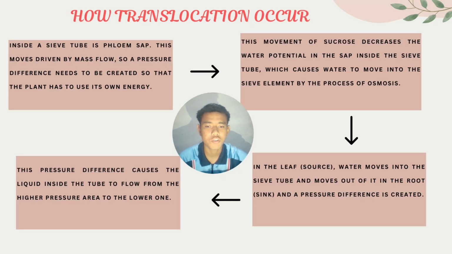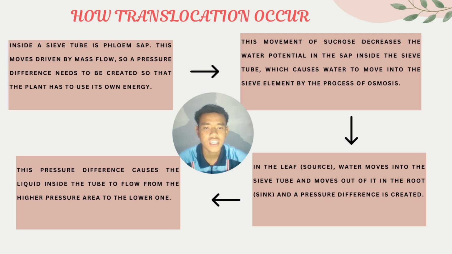How does translocation occur? First, inside a sieve tube is phloem sap. This moves by mass flow, so a pressure difference needs to be created, and the plant has to use its own energy. Next, this movement of sucrose decreases the water potential in the sap inside the sieve tube, which causes water to move into the sieve element by the process of osmosis.